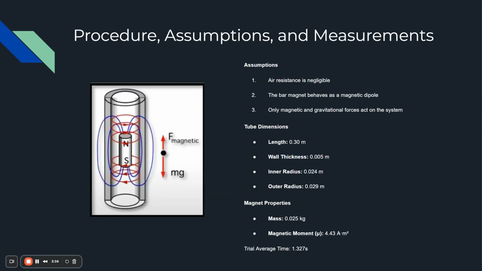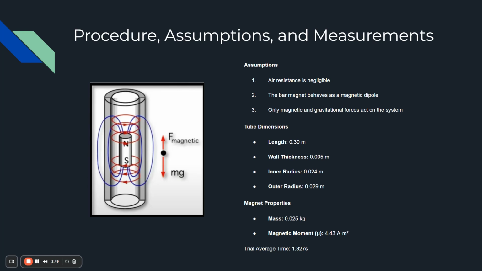So in the actual experiment, I dropped the bar magnet down an aluminum tube and measured the time it took to exit. Here is a visual demonstration I have put on the left, and so there is an upward magnetic force created by induced currents in the tube, and this force opposes gravity and slows the magnet's descent. To simplify the analysis, I also made a few assumptions: neglecting air resistance, modeling the magnet as a magnetic dipole, and considering only magnetic and gravitational forces.